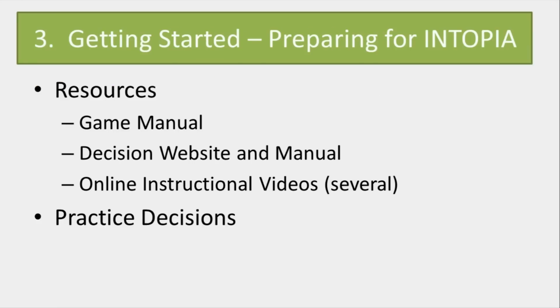In order to get started and prepare for the Intopia game, there's a lot to learn. So there's a number of resources that are made available for you. First of all, there's a game manual, which is in PDF format, which is available on the website. And this outlines a lot of the major parameters in the game and the way it works. There's a decision website that's available that allows you to go in and make the decisions and manipulate the variables. This is where, as a company, you would go in and produce product or set prices or transfer product to another team or open plants, that sort of thing. There's also a manual associated with the decision website so that you can look and see how that works.